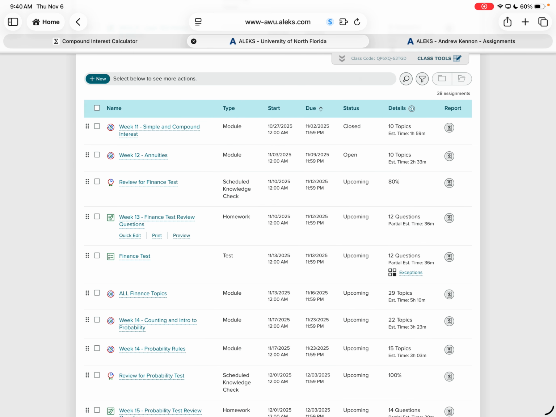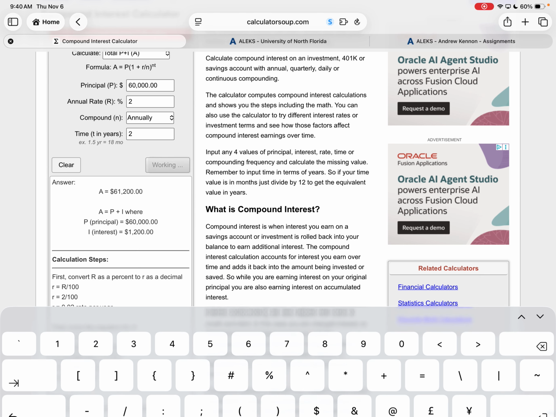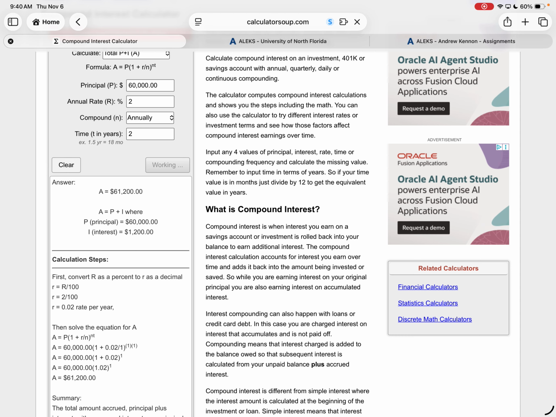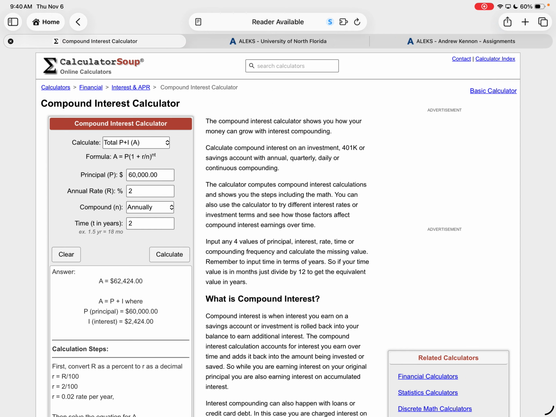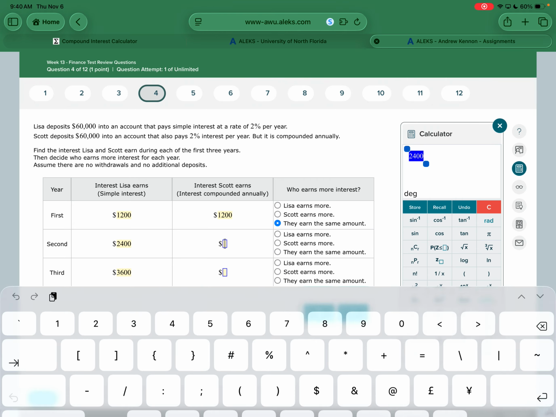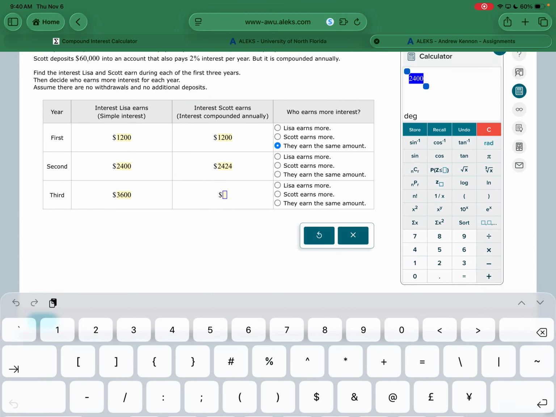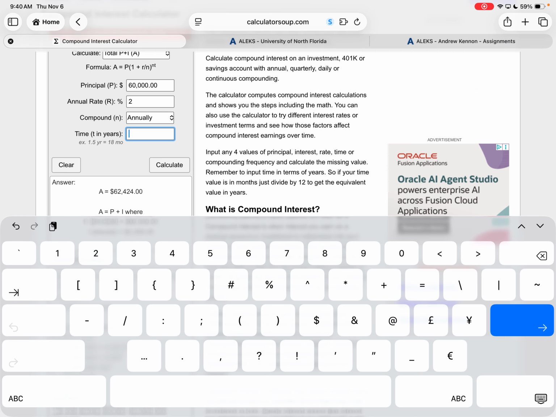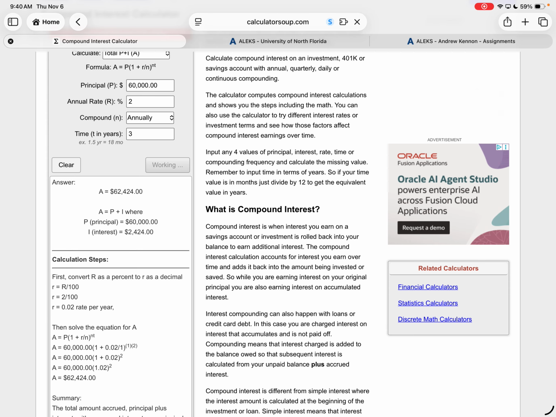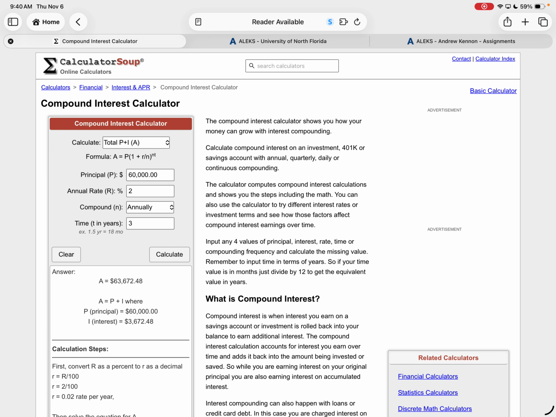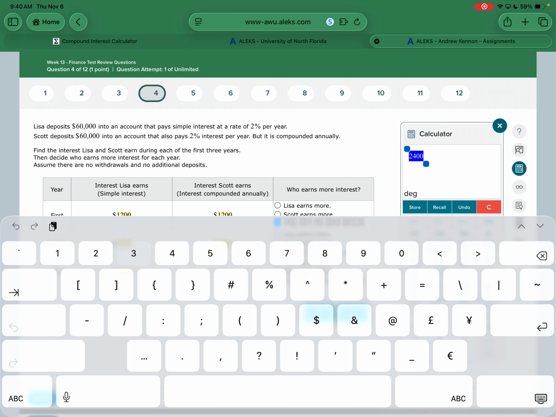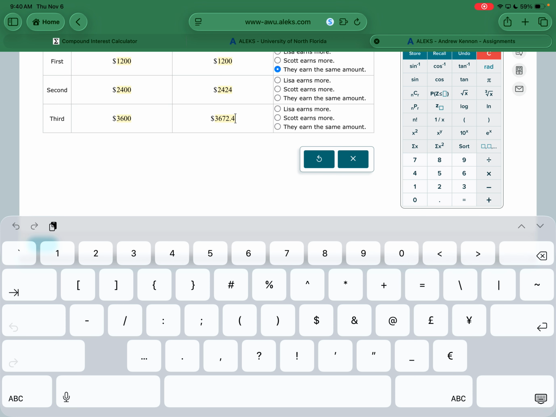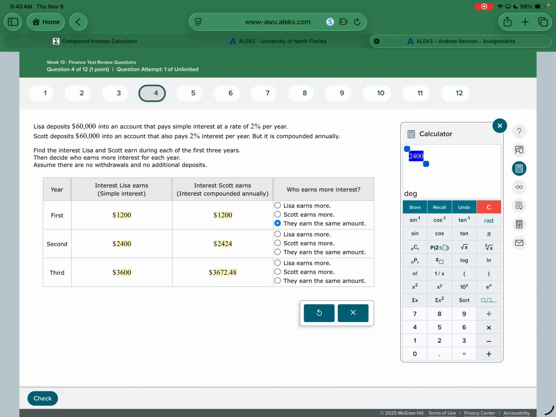Now if I change that to 2 years, instead of being $2,400, it's actually $2,424. So compounding annually at 2% gets you an extra $24. Now if I do 3 years, it's $3,672, not 48. Compounding will always get you more after the first year because you're compounding the first year plus any interest that you made.